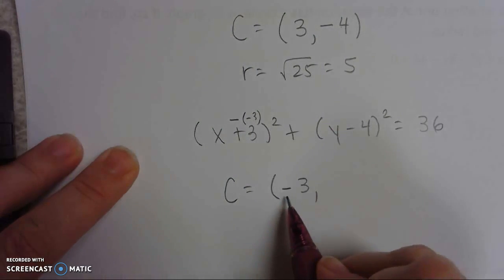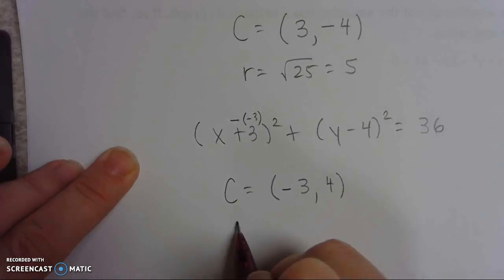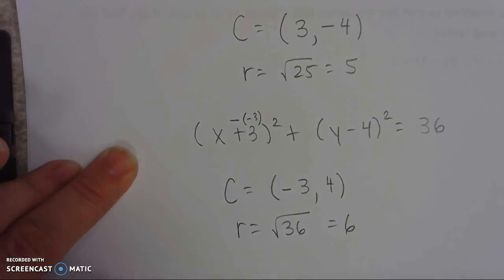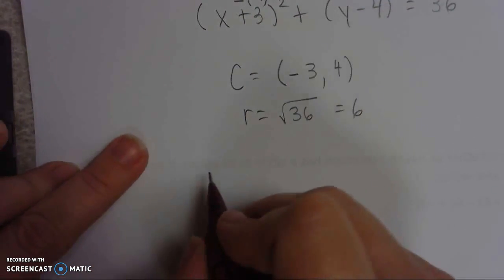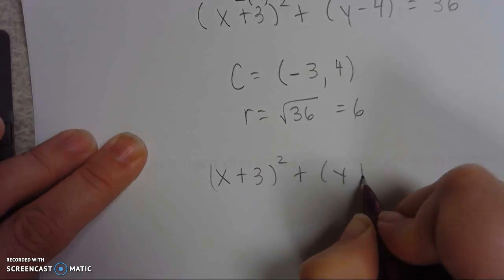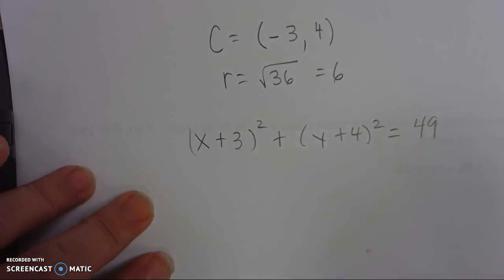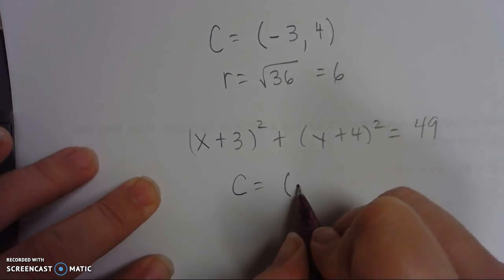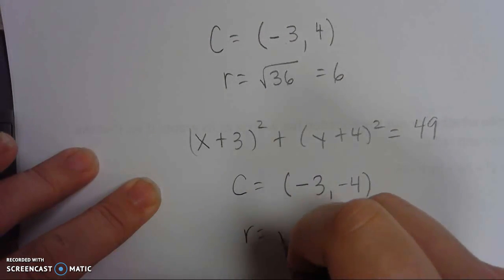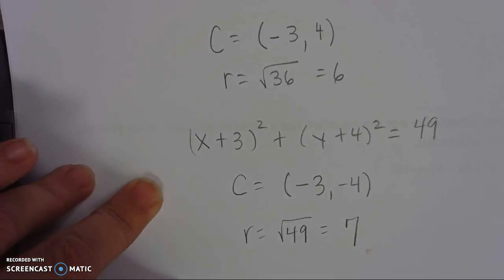All right, so our h is -3, our k is 4, and then the radius will be the square root of 36, which is 6. All right, and so let's say we have (x + 3)² + (y + 4)² = 49. Then our center is going to be located at (-3, -4), and the radius is going to be the square root of 49, which is 7.